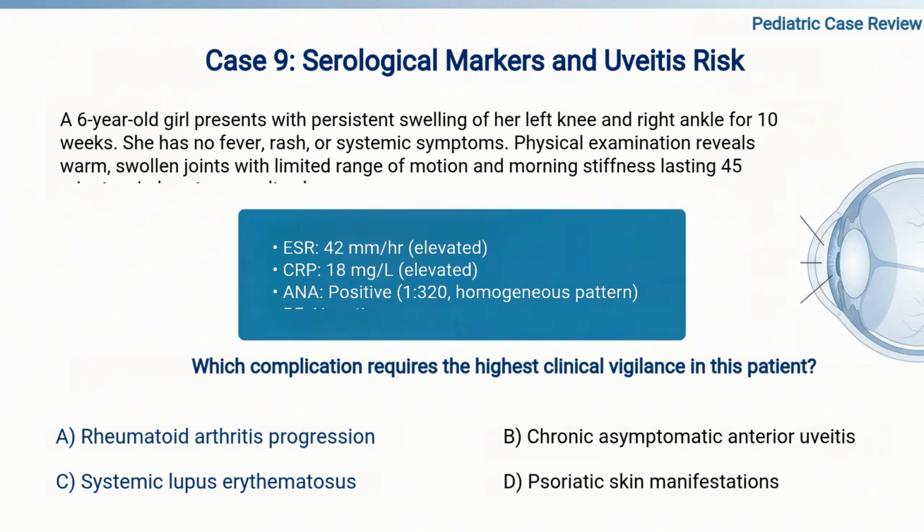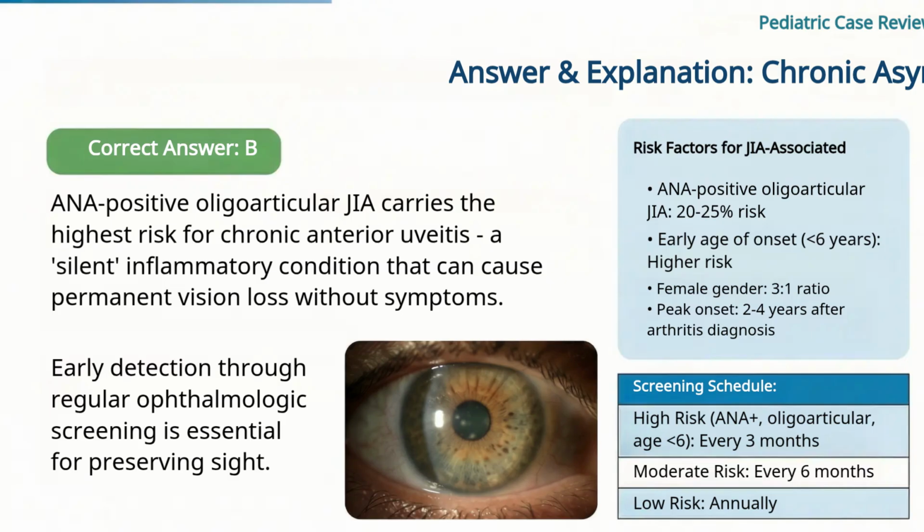Option A, rheumatoid arthritis progression. Option B, chronic asymptomatic anterior uveitis. Option C, systemic lupus erythematosus. Option D, psoriatic skin manifestations. The correct answer is option B, chronic asymptomatic anterior uveitis.